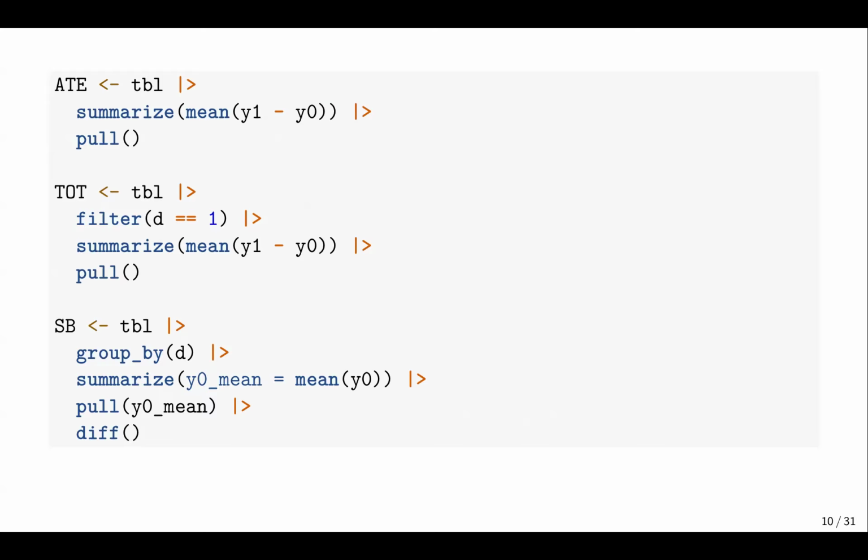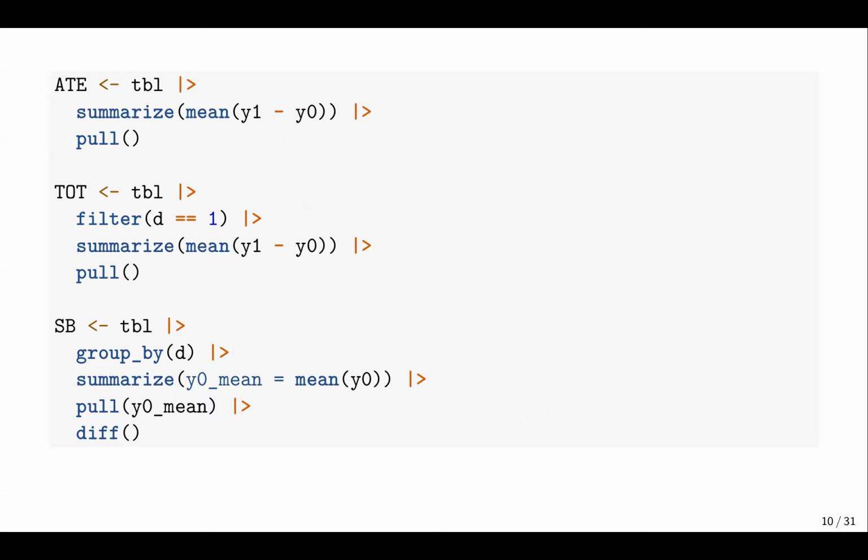So that's how we compute the ATE. How would we compute the TOT? Well, it's the same thing, but now we're just doing the averaging over the people who were really treated. So I'm going to use exactly the same steps as above for the ATE, only now I'm going to filter only those rows for which D is equal to 1. All right, that one's also fairly straightforward.